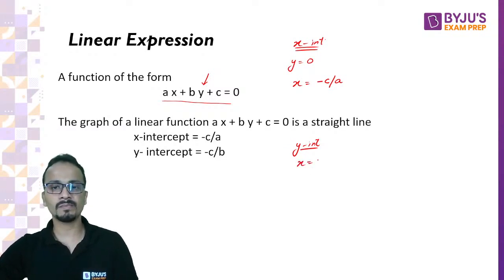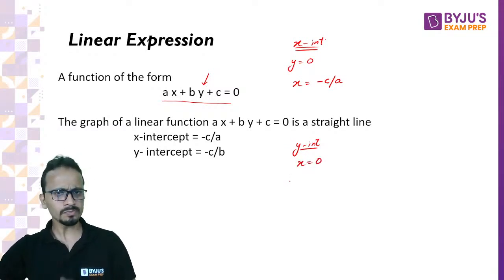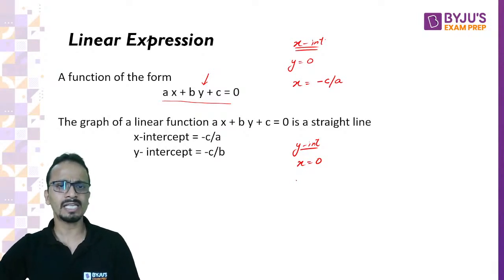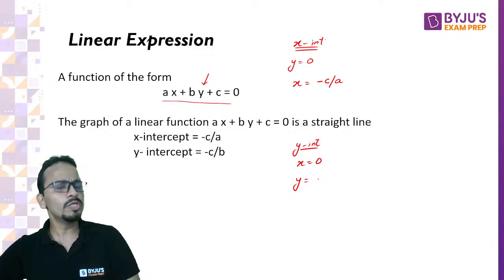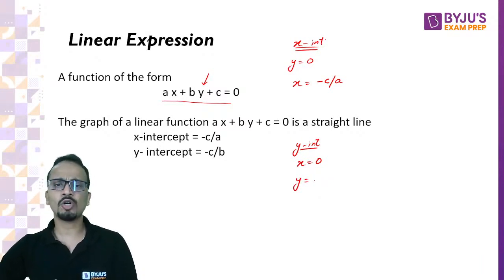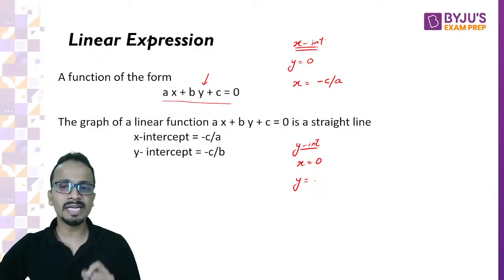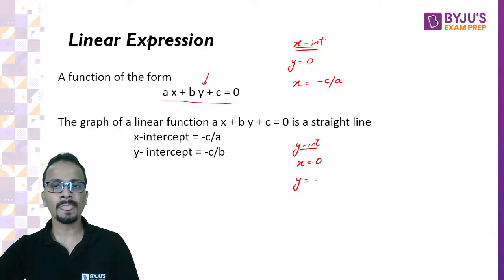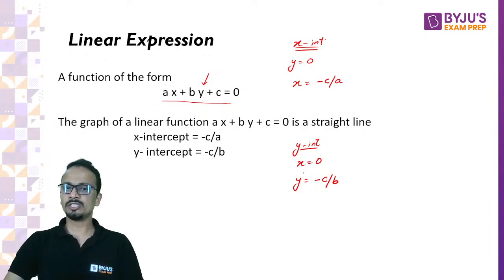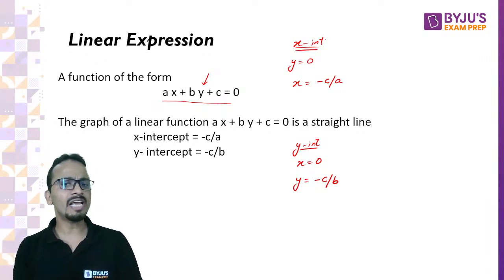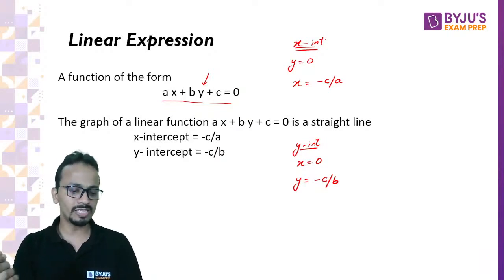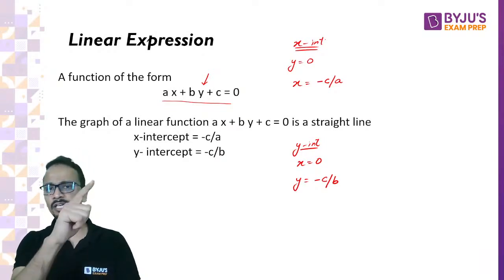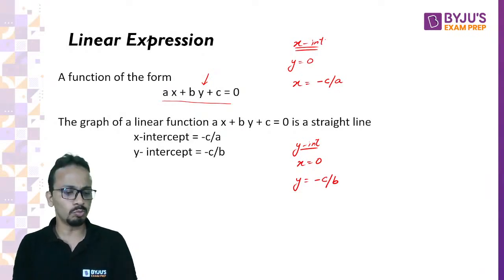Here, the value of x will be equal to 0. So substituting the value of x as 0 in the above equation, I'll obtain the value of y, which will become the y-intercept, or the point at which the line will intersect the y-axis. Its value will be minus c upon b. Now these are the 2 points that we have obtained. You can mark these 2 points on the graph on the xy plane, and you can join a line which is passing through both these points.